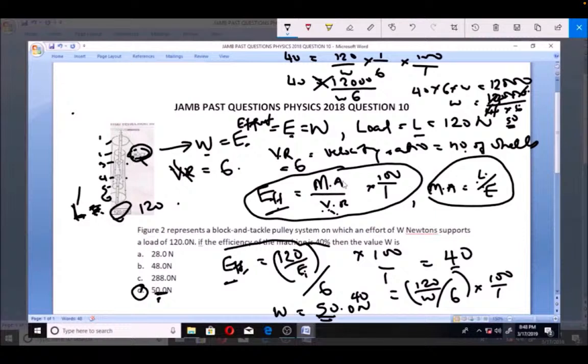So these are the formulas in calculating a pulley system. Efficiency is equal to mechanical advantage over velocity ratio times 100 over 1. Mechanical advantage is equal to load over effort. And velocity ratio VR is the same as the number of the pulley wheels in the pulley system.